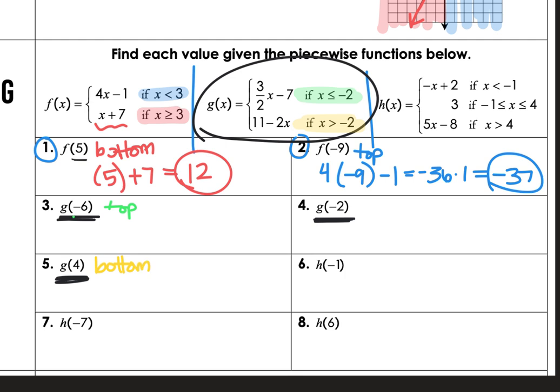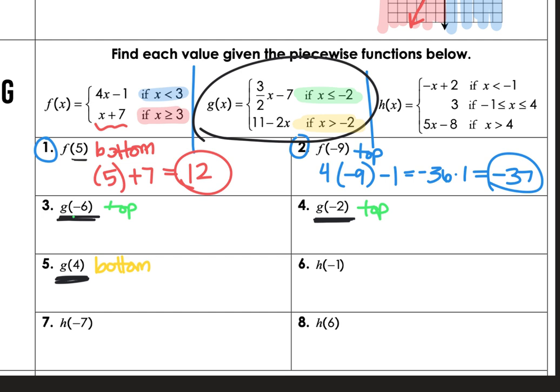And then you may have a question about -2 here. Well, where does that belong? So notice that one of them is less than or equal to -2. The other is just greater than -2. So this one will actually belong to the top equation. All right, so now I'm just going to evaluate in all of those three places.